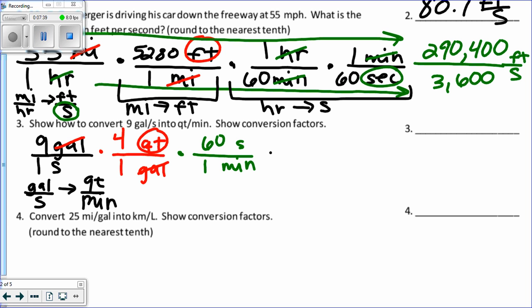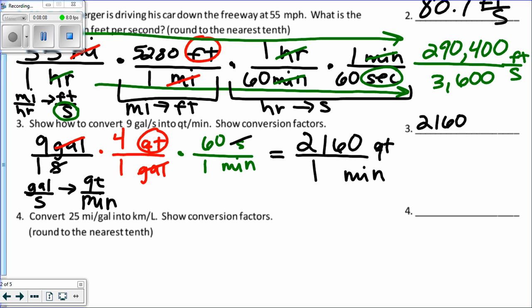Then our seconds cancel nicely, and you multiply across the top. So we have 9 times 4 times 60, which is 2,160 over 1 times 1 times 1, which is 1. And our new units are quarts per minute. So then you have your answer. There's no division to do in this one, so you get 2,160 quarts per minute.